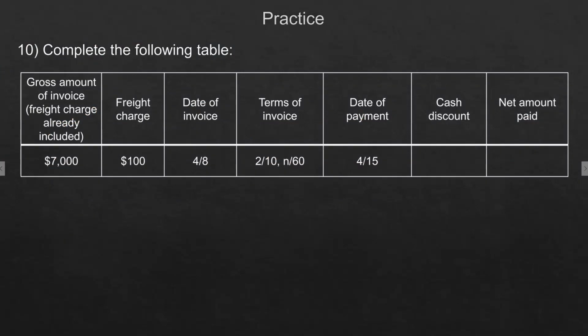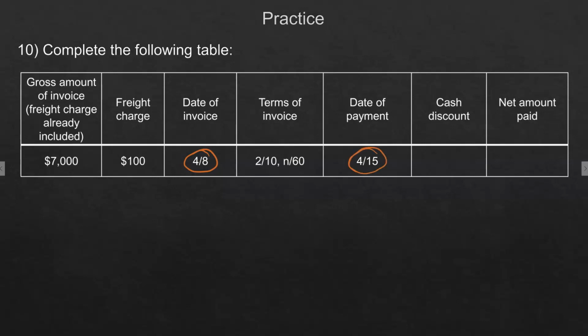Okay, so here's the next one. We're going to complete this table. So the gross amount of the invoice is $7,000. The freight charge is already included, so that means that the $7,000 includes the $100 of freight charge. The date of the invoice is April 8th, right here. The terms are 2/10, n/60. That means a 2% discount if paid in 10 days, and net is owed in 60 days.